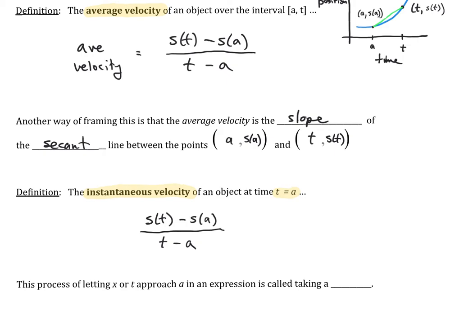So the way that we express that is we write this as the limit, so we put the lim to the left. We're going to put t and then a little arrow and then a, and this part right here means we're taking the limit as t approaches a. So this is the limit as t approaches a. This process of letting x or t approach a in an expression is called taking a limit.